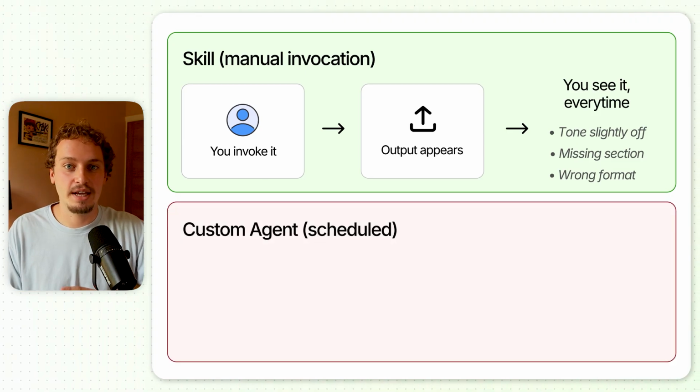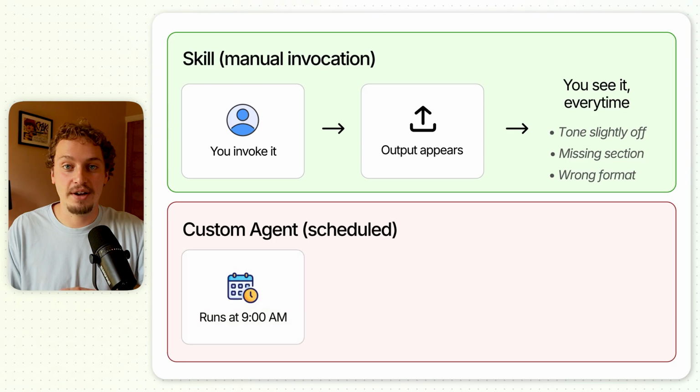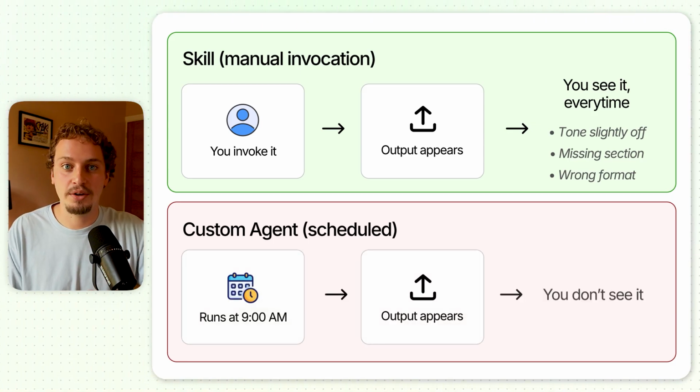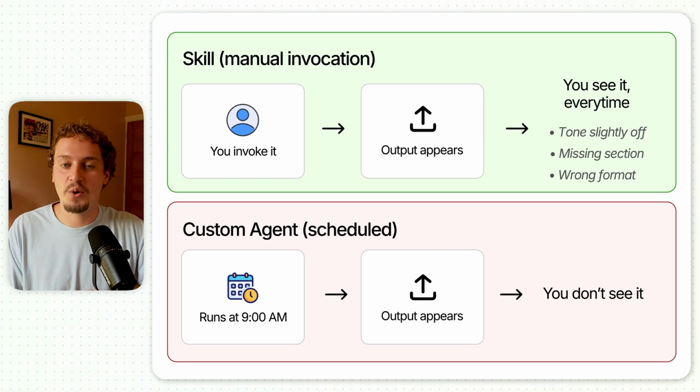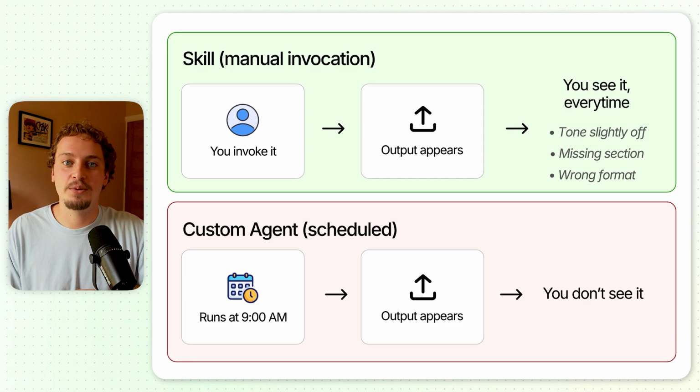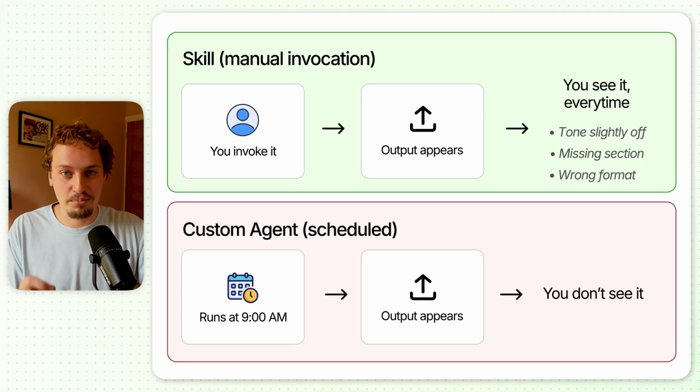With a custom agent, especially one set to run on a schedule, that doesn't happen. It fires at 9 AM, produces something, and unless you go looking for it, you might not see it for hours or at all. The mistake compounds quietly, and you only notice when something has gone wrong badly enough to surface. Manual invocation keeps you close to the output while the skill is still being trained. That proximity is the whole point.